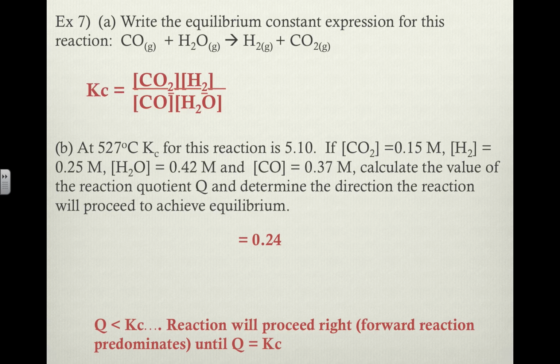Okay. At 527, Kc for this reaction is 5.1. If the concentrations of CO2 is 0.15 molar, hydrogen is 0.25 molar, concentration of water or steam is 0.42 molar, and carbon monoxide is 0.37 molar. Calculate the value of the reaction quotient Q and determine the direction the reaction will proceed to achieve equilibrium. So I'm going to put all those values in, and I get 0.24. So again, this 0.24 is less than 5.1. So we've got to have more product, less reactant, so it'll proceed right.